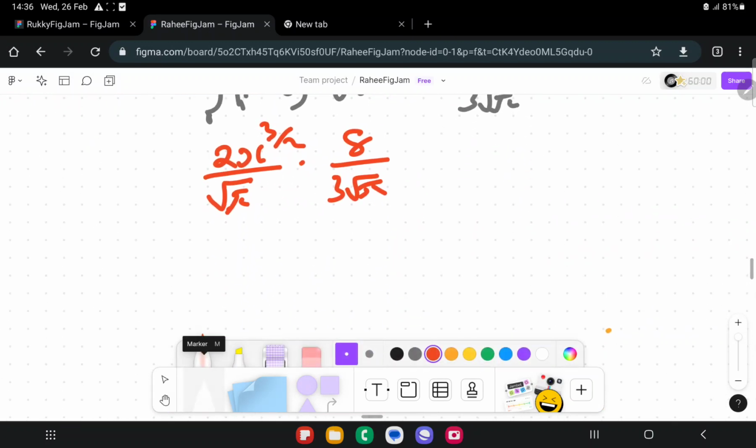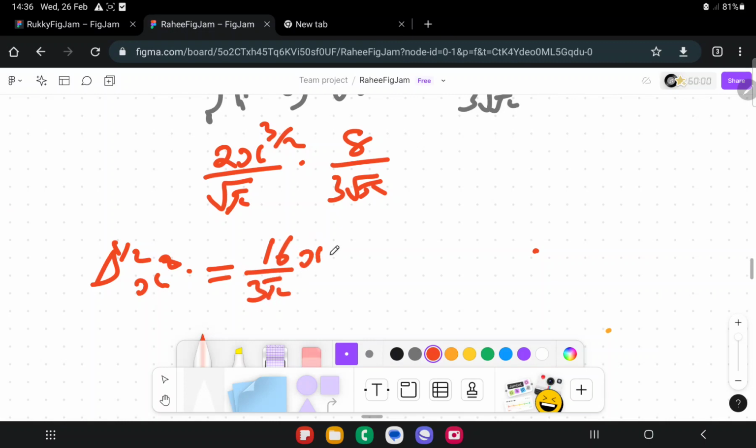Now simplifying this, if we multiply them together, then we are going to have the derivative of x squared equal to 16. That's 8 multiplied by 2, that's 16. 16 all over 3 pi x raised to power 3 all over 2. And that is our answer.